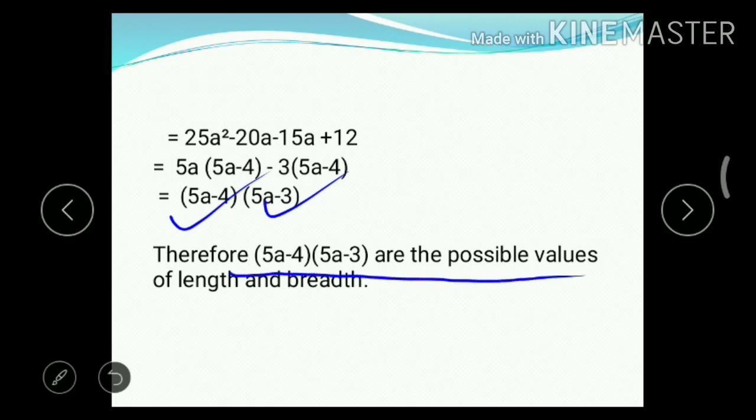Here you give a comma. I hope you have understood. Let's move to the next one.